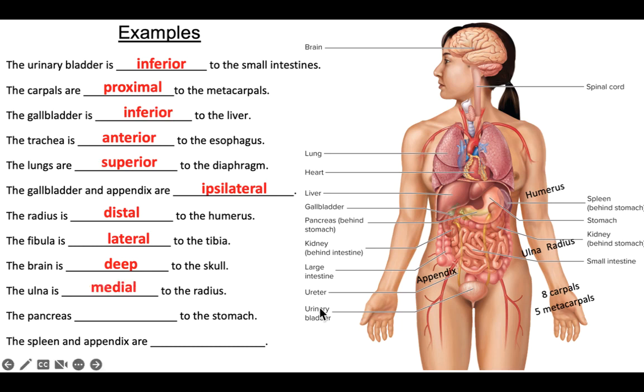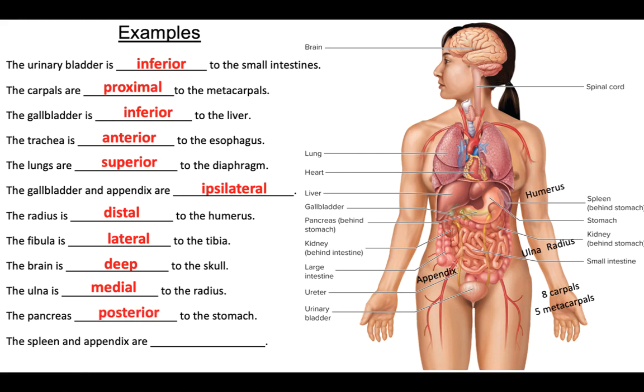Ulna is medial. Again, closer to the midline. So we're comparing the two bones in the forearm. The ulna is closer to the midline, so it's medial. Pancreas to the stomach. So you probably know where your stomach is. It's kind of up here, kind of upper left area of your abdomen. Your pancreas, notice they're kind of showing it here, but it's behind the stomach. We would have to remove the stomach to see the pancreas back there. So the pancreas, since it's behind the stomach, it is posterior to the stomach.